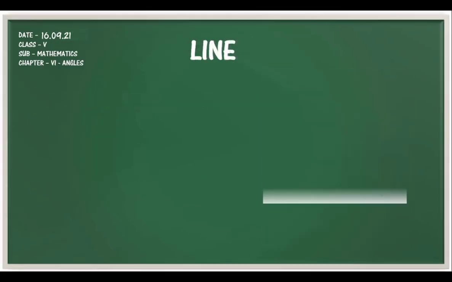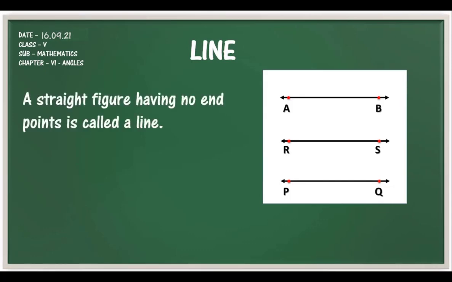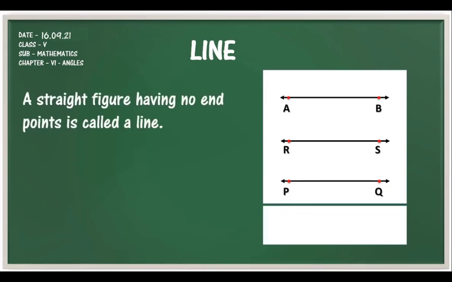Line. A straight figure having no endpoints is called a line, such as AB, RS and PQ. A line is represented by two capital letters such as AB, RS and PQ. The points A, B, R, S, P and Q are selected to name the line. The arrows on both the ends show that the line can be extended to any length in both the directions. The lines are written as AB, RS, PQ with a small line just above each name.